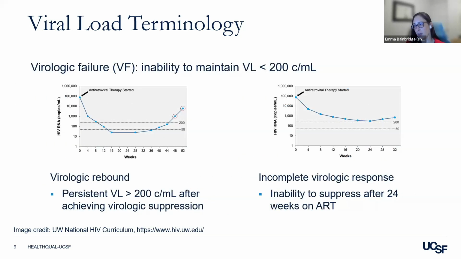And then in contrast, we have virologic failure, which is inability to maintain a viral load less than 200 copies per milliliter. And there are kind of 2 flavors here. So virologic rebound refers to someone who achieved virologic suppression and then their viral load went up above 200, whereas incomplete virologic response is the scenario where you've never achieved suppression even after 24 or more weeks on ART.